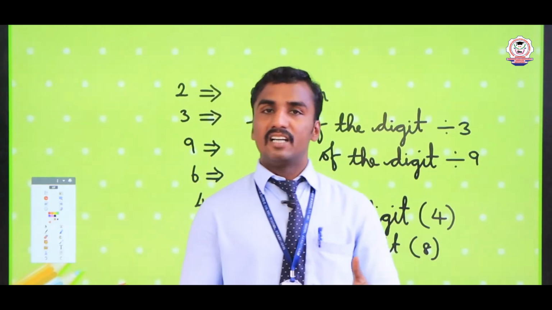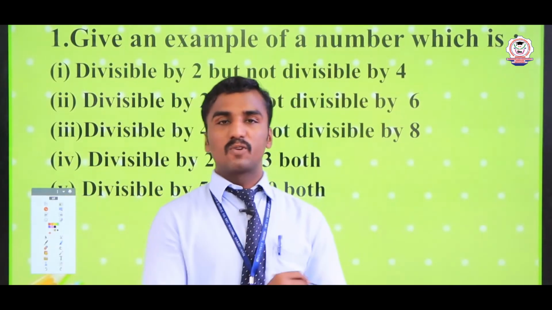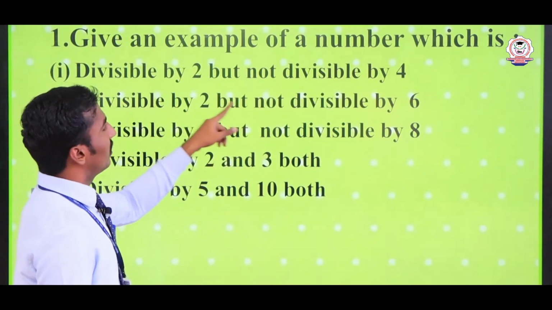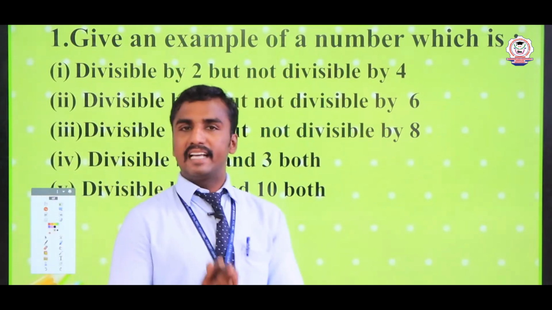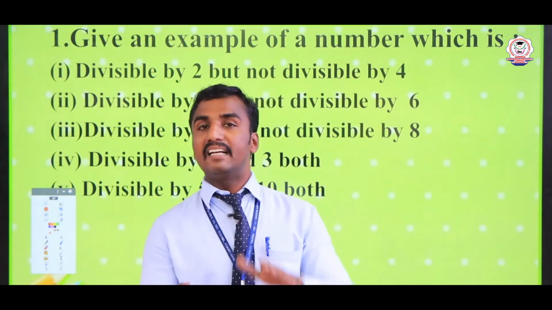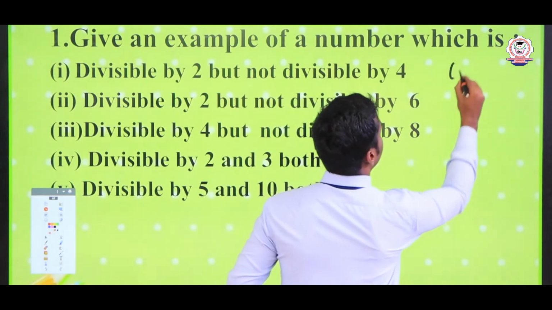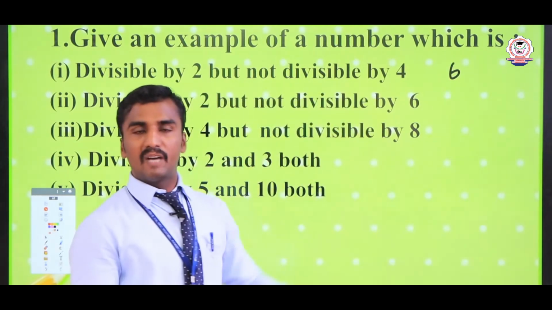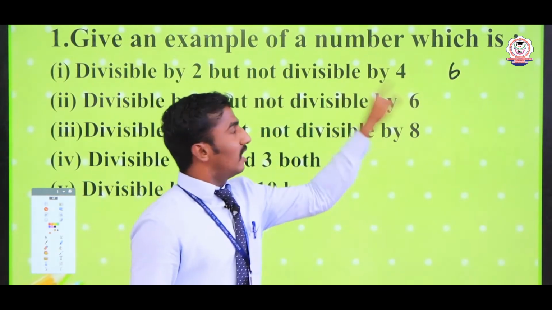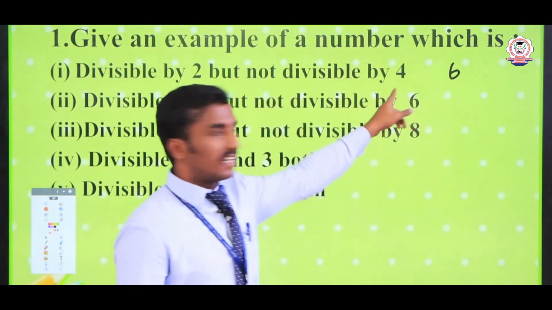So next, exercise 3.3, first Roman numeral: give an example of a number which is divisible by 2 but not divisible by 4. The number is greater than 4, so we take 6. 6 is divisible by 2, 3 times. 2 threes are 6. But 6 is not divisible by 4: 4 ones are 4, 4 twos are 8. So the example is 6.